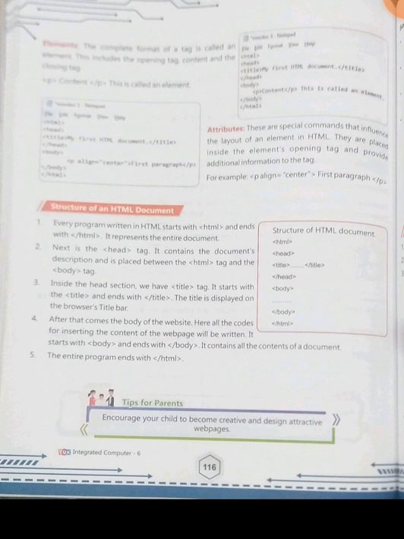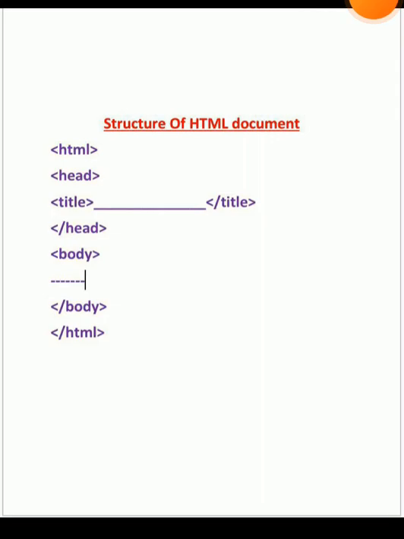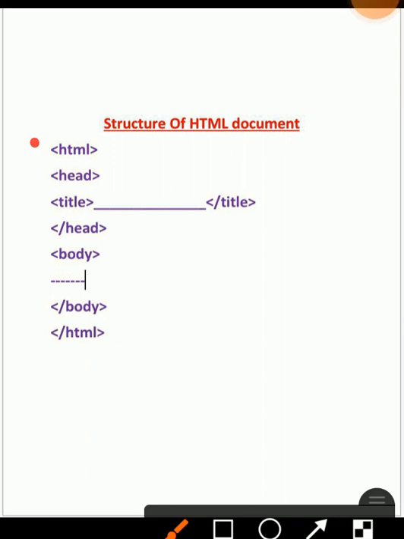Next, structure of an HTML document. Every program written in HTML starts with an HTML tag and it ends with the closing one. Here you can see the structure of an HTML document. The first one is very important. Here you can see the HTML, the head and the title tag. Between these, whatever title we want to give, we can write here. I had opened the title, this one is the closing tag, because these all are containers. The head is open, the head is also closed.